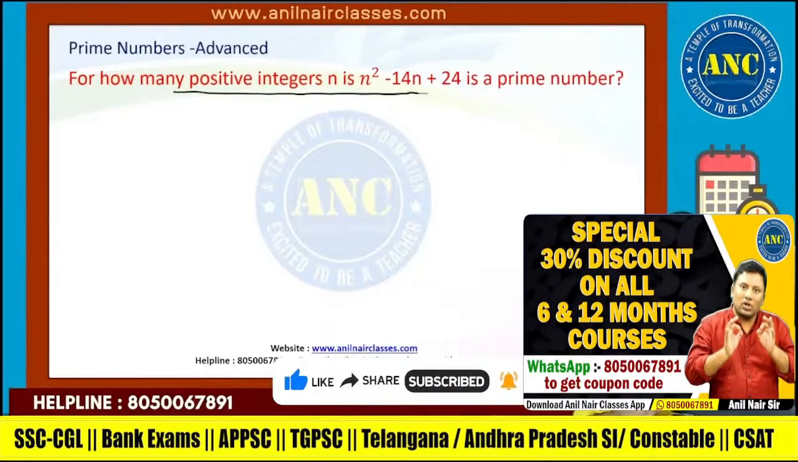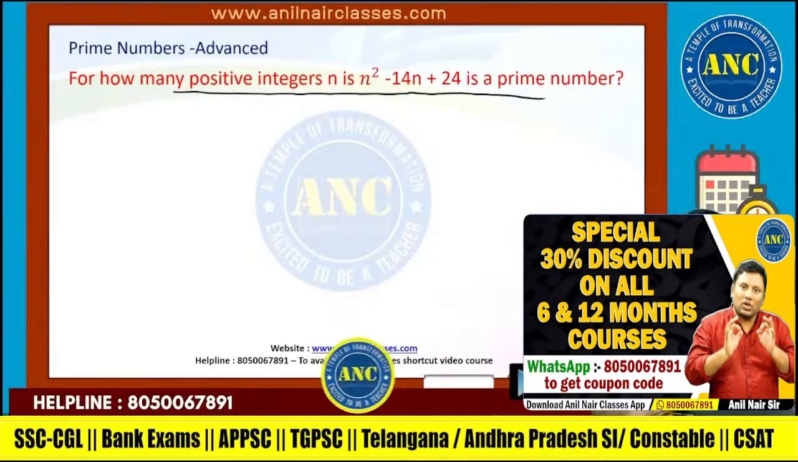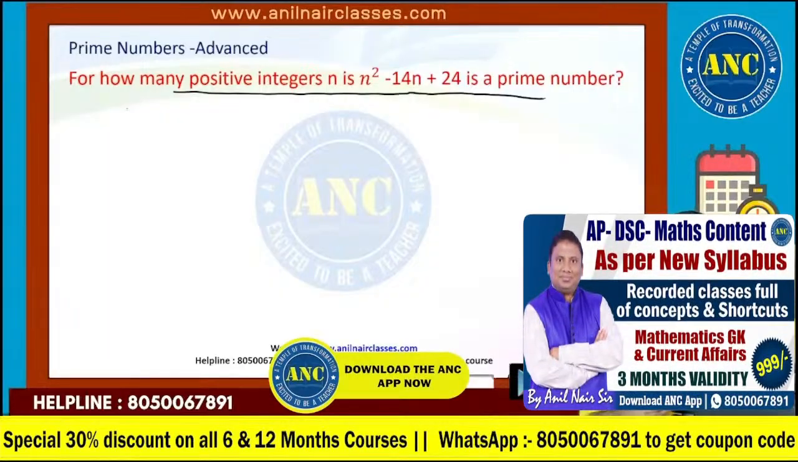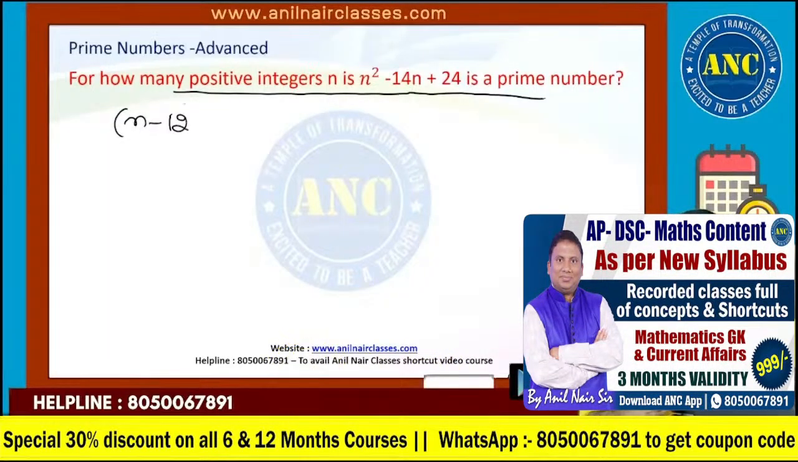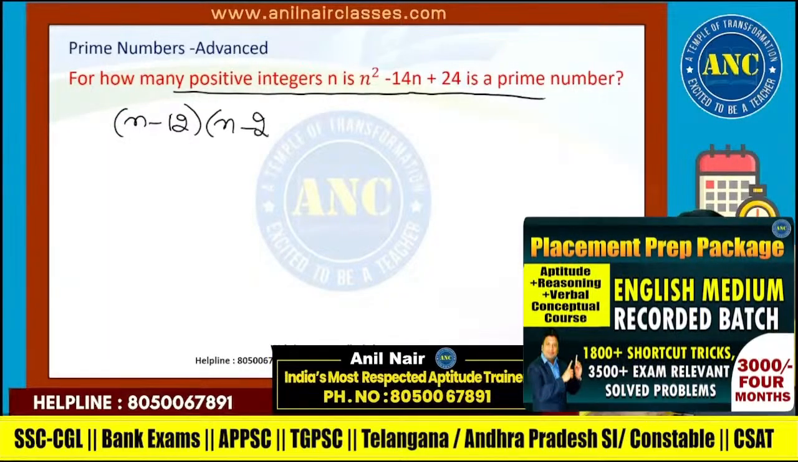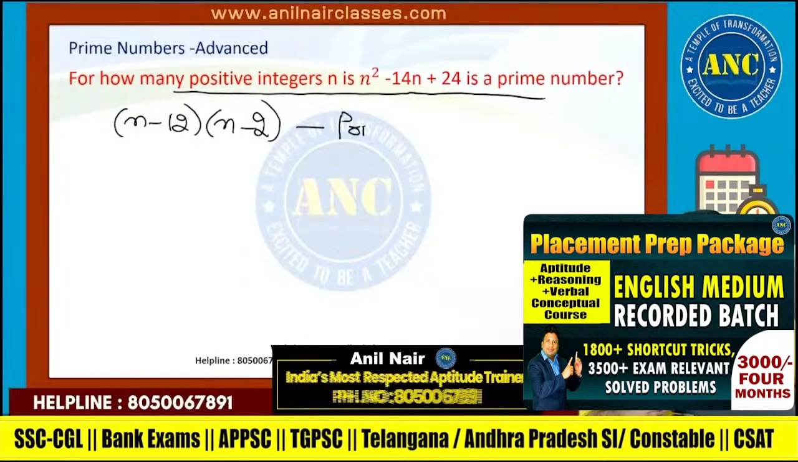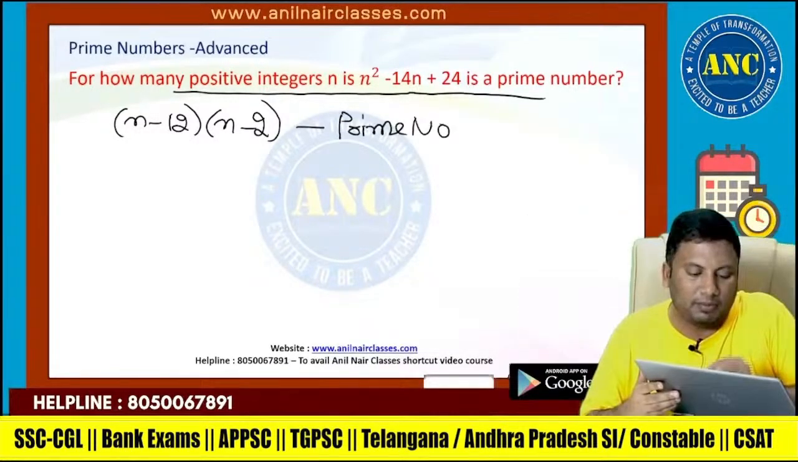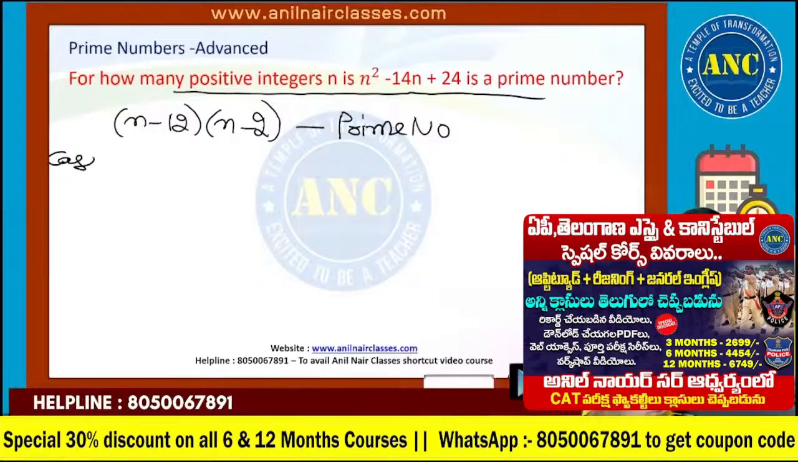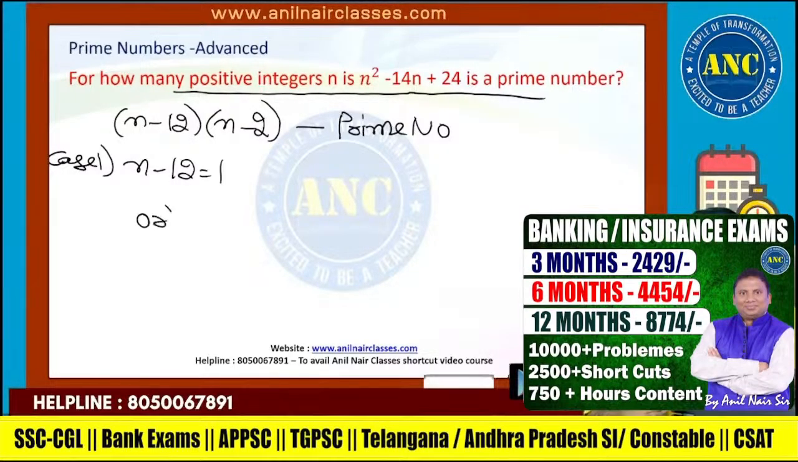For how many positive integers n is n square minus 14n plus 24 a prime number? This is nothing but n minus 12 into n minus 2. This is a prime number. Prime number means case number 1: n minus 12 can be 1, or case number 2: n minus 2 can be 1. Because you know the approach.